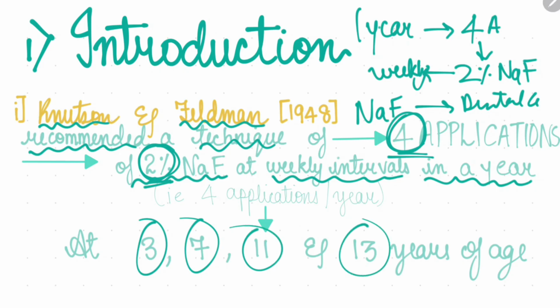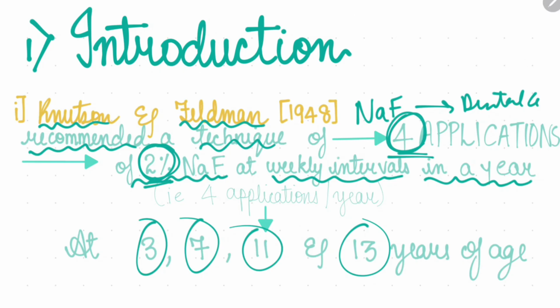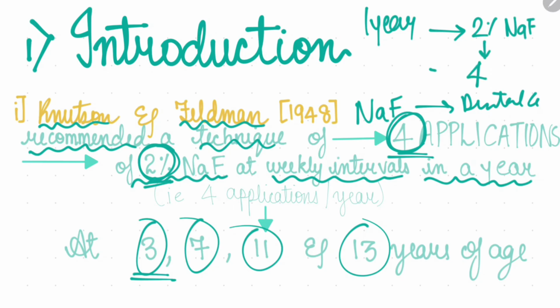I hope we are clear. Once again, I'll explain it to you. In 1 year, for example, at the age of 3 years, you are going to apply 2% sodium fluoride. How many times? 4 times. And at what intervals? Weekly intervals. For example, on Sunday, if you apply sodium fluoride, then next Sunday you are going to apply sodium fluoride, then next Sunday, then next Sunday. At what ages? At the age of 3, 7, 11 and 13 years.